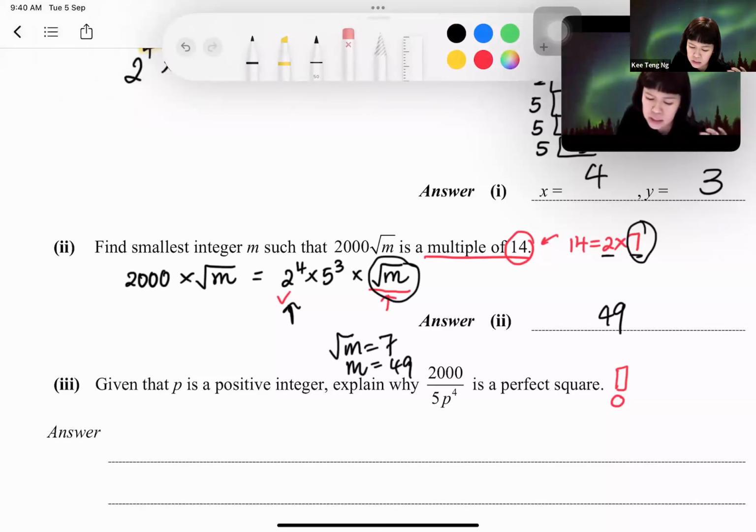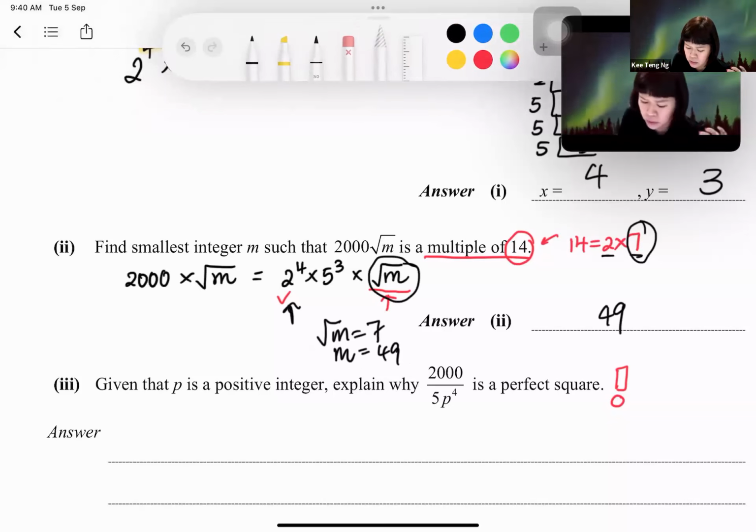Have you gotten the answer for this one? Is this okay? No problem, right?